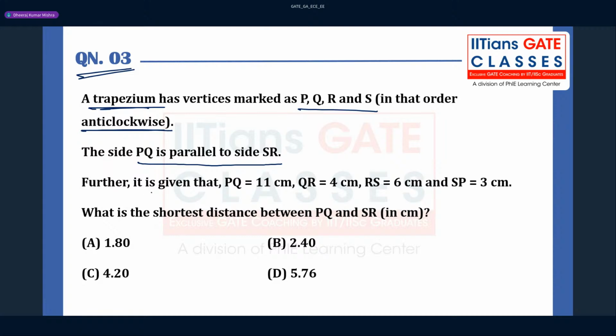So let us see further. It is given that PQ is 11 centimeters, QR is 4 centimeters, RS is 6 centimeters, and SP is 3 centimeters.